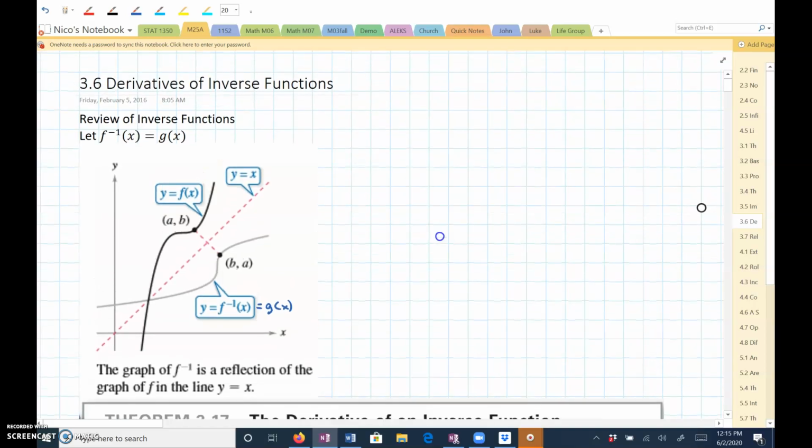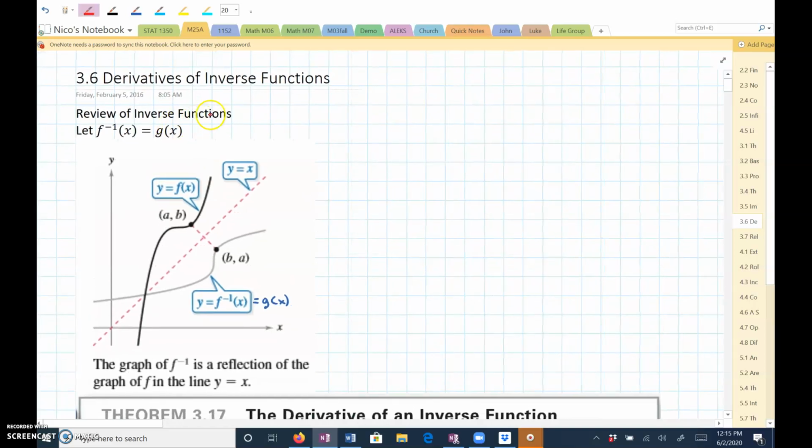Derivatives of inverse functions. So first of all, let's review what an inverse function is. One notation to denote that you have an inverse function is if you see f to the -1 of x, that is denoting that this is an inverse function of f of x. I like to just denote it by stating that g of x is an inverse of f of x.